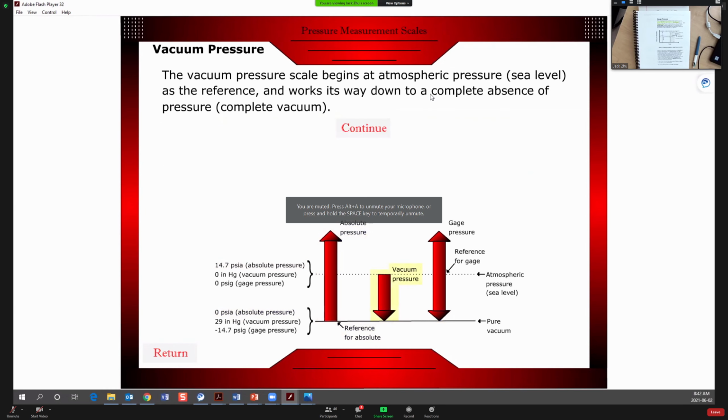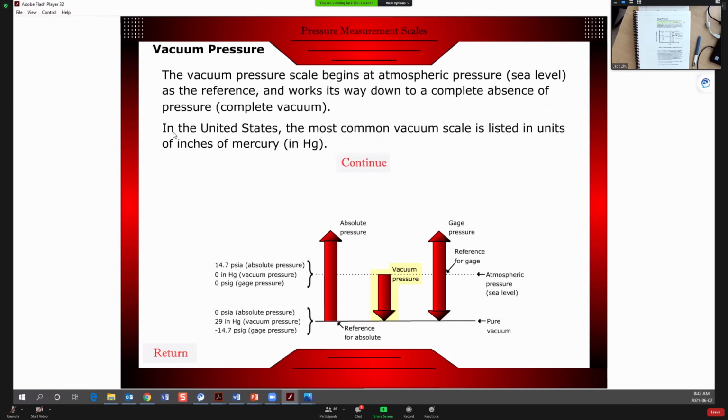Vacuum pressure begins here and works its way down to the complete absence of pressure. This is a different way in the United States. Sometimes they use inches of mercury. It's 29 inches.